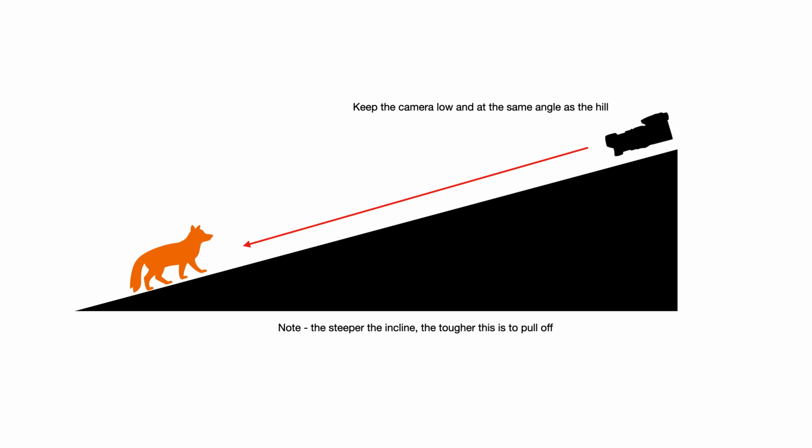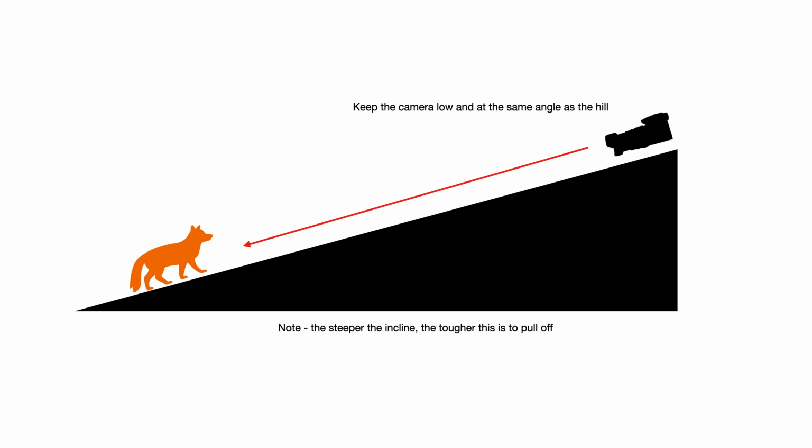4. Animals down a hill. So what about an animal that's downhill from you? The trick here is to get the camera as low as you can and make sure it's as squared up to the hill as you can make it. This effectively makes the hill appear as flat ground in relation to your subject and can net you an eye level looking shot.